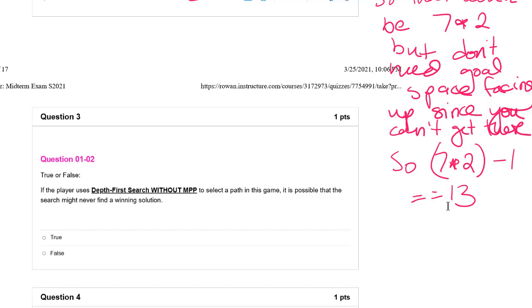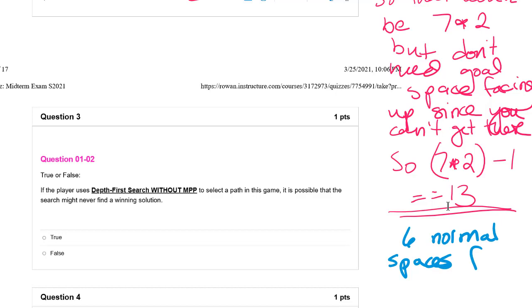And the other way to have explained this for full credit could have been the same kind of argument, except you say there are 6 normal spaces where you can be up or down.